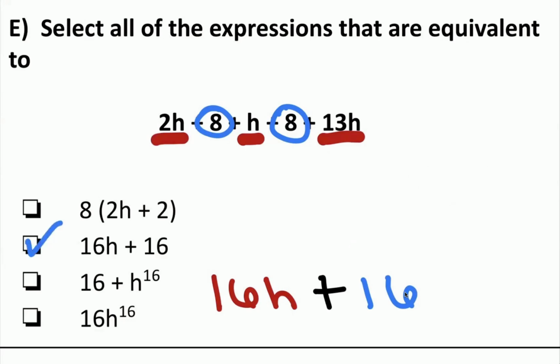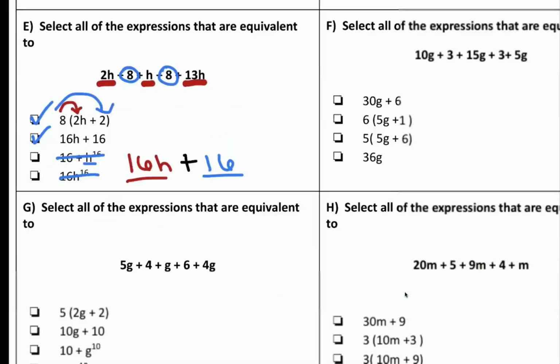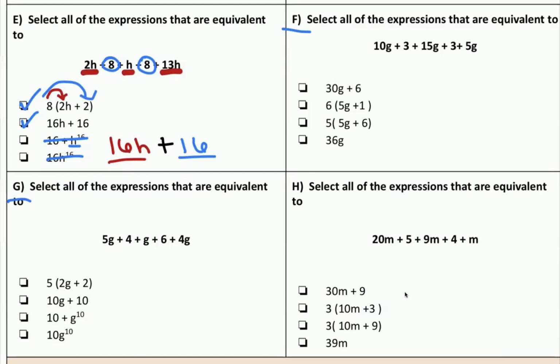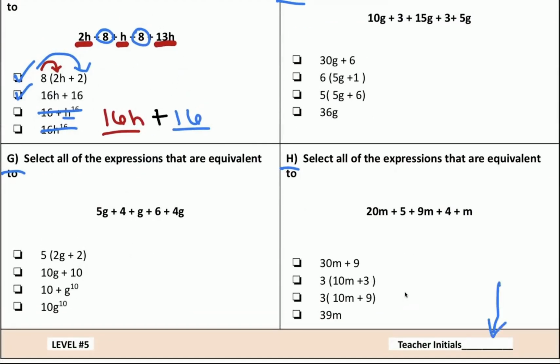Now, I know the ones with exponents are not correct because that's H times H times H. But let's multiply this out and see if our first expression is equivalent. 8 times 2H is 16H, plus 8 times 2 is 16. So this one is also equivalent. Now that we've gone over E, just double check that you got F, G, and H correct, and then check in with your teacher if they want you to.